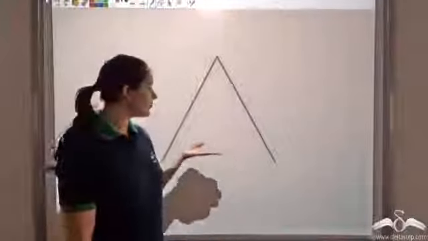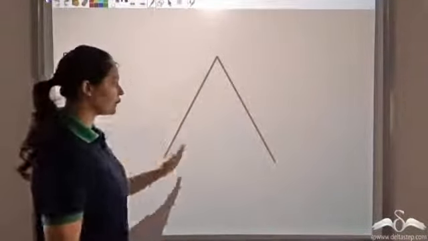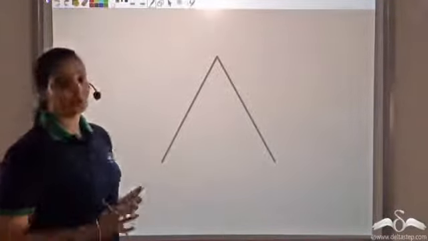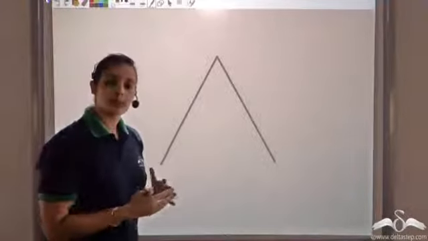Let us assume that these are two busy roads. So these line segments here are showing two extremely busy roads. Now you want to open a shop. Where would you open this shop?